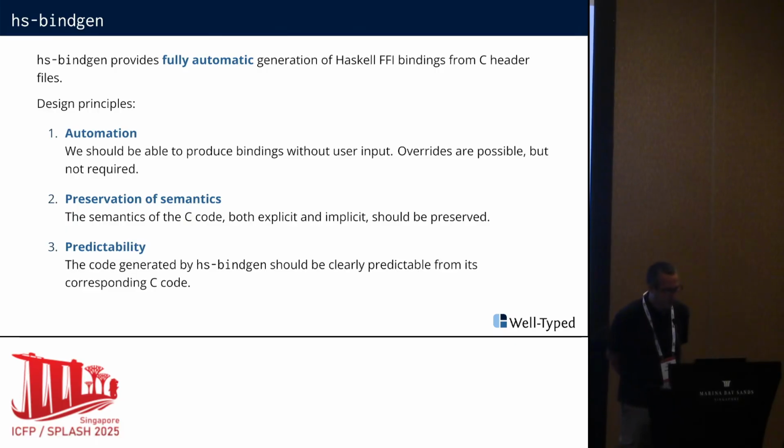We also strive to preserve semantics, both explicit and implicit semantics in the C code. I think the Haskell distinction of types and being able to provide instances for new types, for example, is very powerful. In C, you usually have typedef, type aliases that are the same thing, but we want to be able to preserve those semantics where needed. We also want to provide predictability, so that code generated by hs-bindgen is clearly predictable from the C code, and that's just to make the tool much easier to use. Given some Haskell code, it's easy to understand where that's coming from.